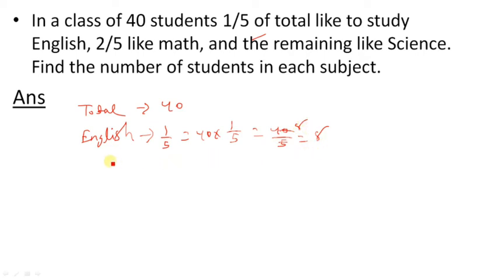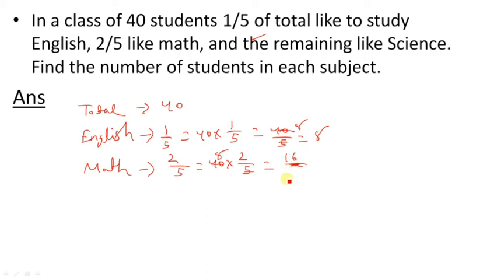Now math. How many like to study math? 2 by 5 like to study math. So we have to find 2 by 5 of 40. 40 into 2 by 5. Now 5 into 8 gives 40, so 8 into 2 is 16. Okay. So the total number of students who like to study math is 16.